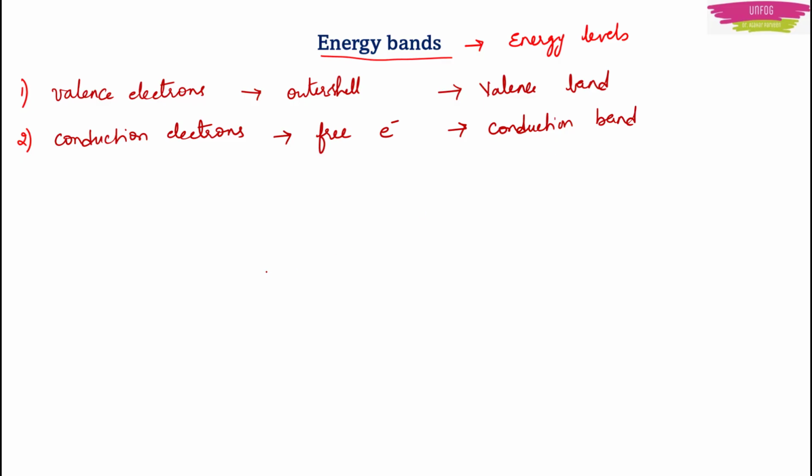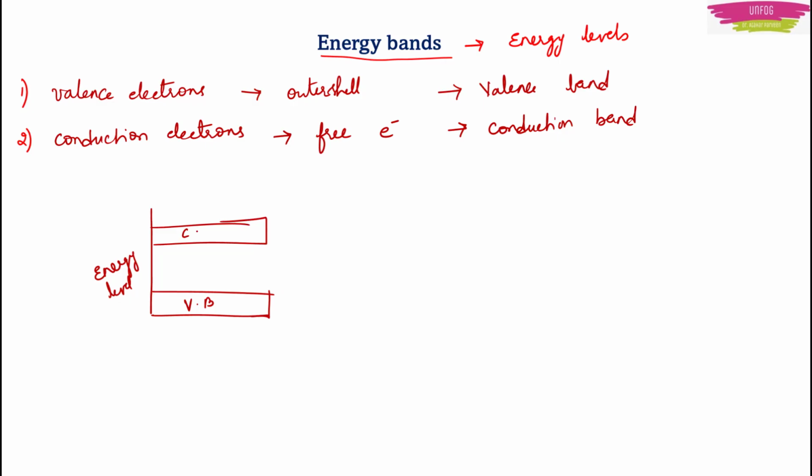Now, if you want to show them in a graph, you put an energy level here, because we are talking about energy levels, right? So here below there will be the valence band, okay? And the conduction band will be above. This is the conduction band. So conduction band is a high energy band, and valence band is a low energy band.